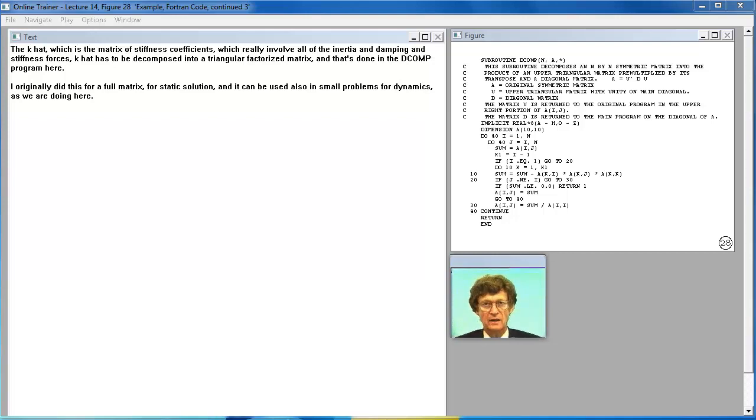The K hat, which is the matrix of stiffness coefficients, really involves all of the inertia and the damping and the stiffness forces. K hat has to be decomposed into a triangular factorized matrix, and that's done in the decomp program here. I originally did this for a full matrix for static solution, and it can be used also in small problems for dynamics as we're doing here.